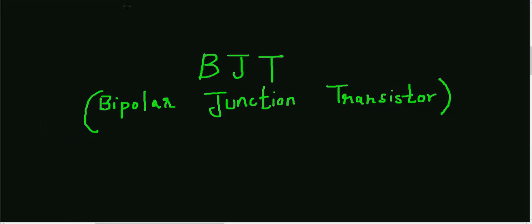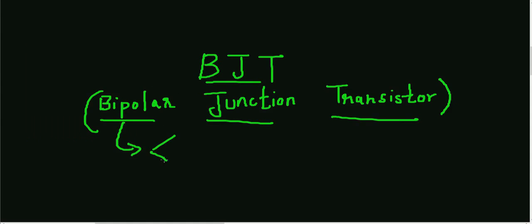Hello friends, in this session we are going to look into the intro to each of the BJT configurations. BJT stands for bipolar junction transistor. We know that it is called bipolar because the conduction is due to both types of charge carriers, electrons, which are negatively charged, and also holes. That is the reason it is called bipolar.